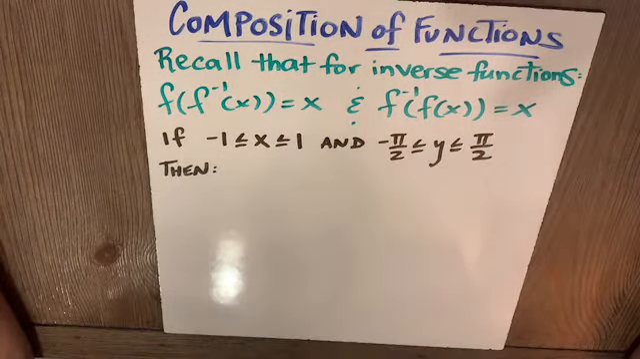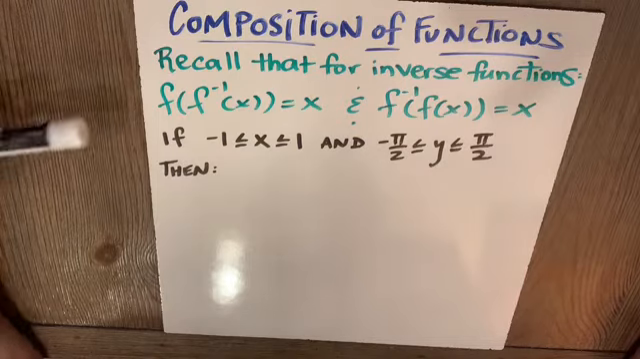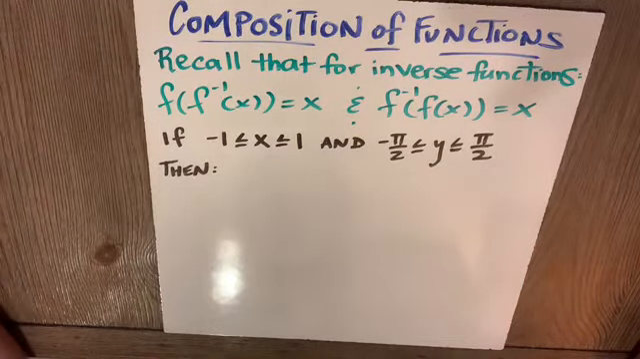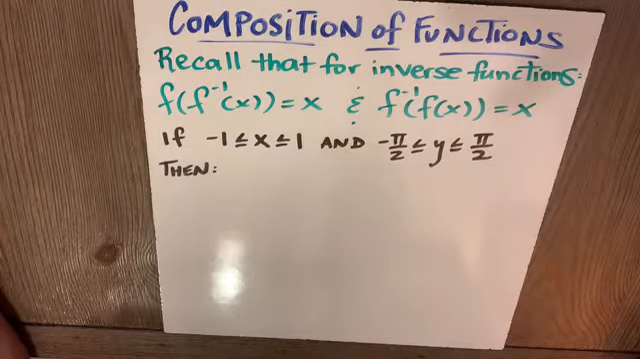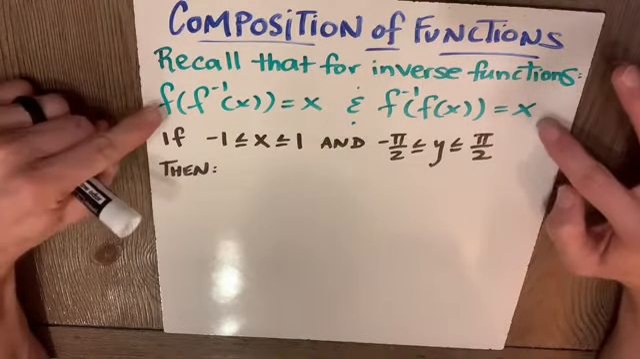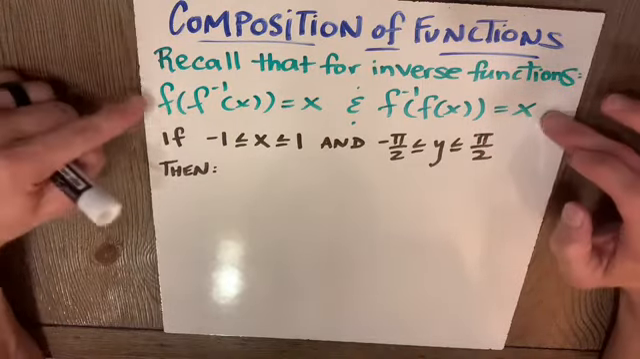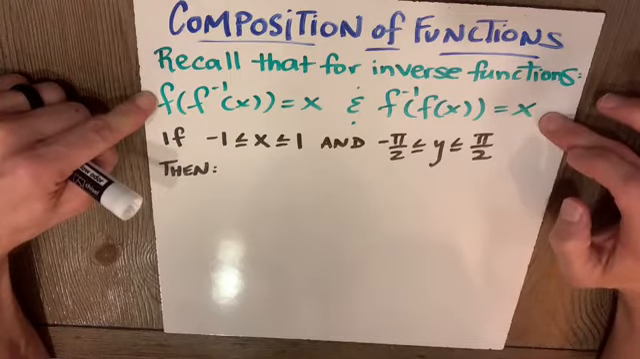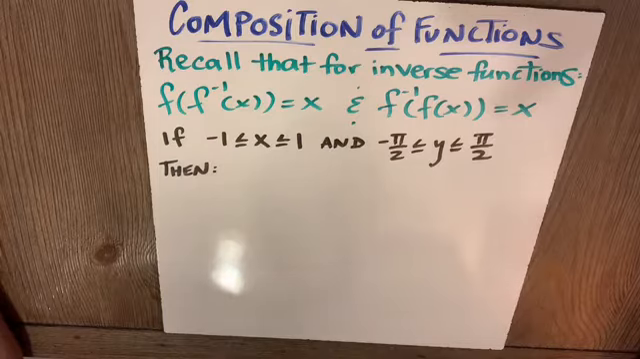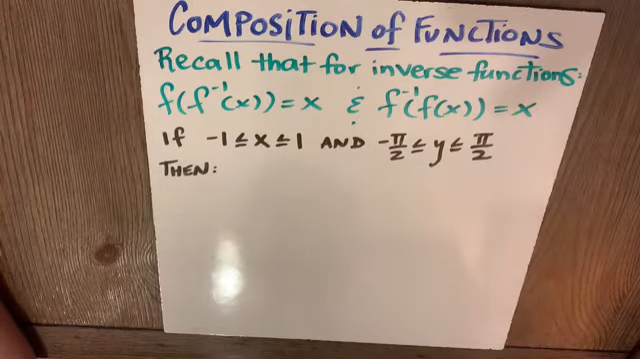Recall that for inverse functions, f of f inverse of x equals x. That was one of our tests to see if we had inverse functions. And f inverse of f of x equals x. That was the other test. We are taking the compositions of functions to test to see if we have inverses. Well, let's apply that to our inverse sine, inverse cosine, and inverse tangent.